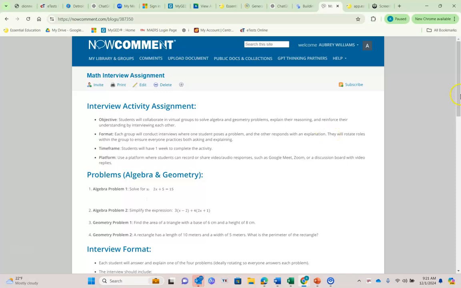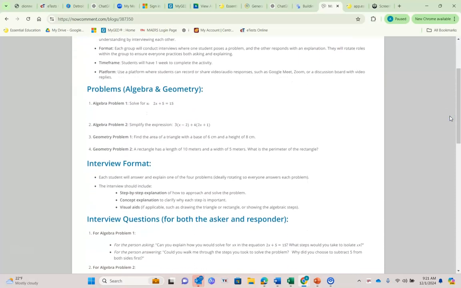What I did was create a couple of problems for algebra and geometry. There are two in algebra, two in geometry, and the interview format is provided here. Each student will answer one of the four problems, and the interview will include a step-by-step explanation, a concept explanation, and then if the student wants to use visual aids to make it more beautiful, if you will, then they can use visual aids to help everybody see what everybody else is working on.